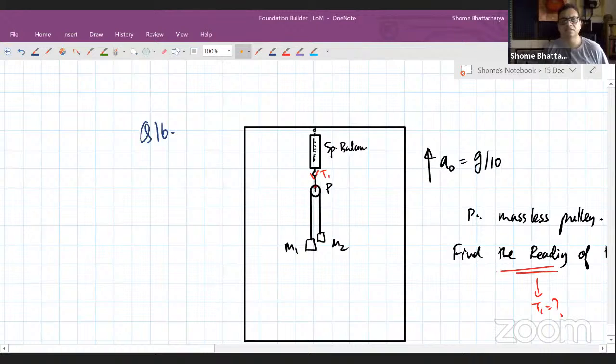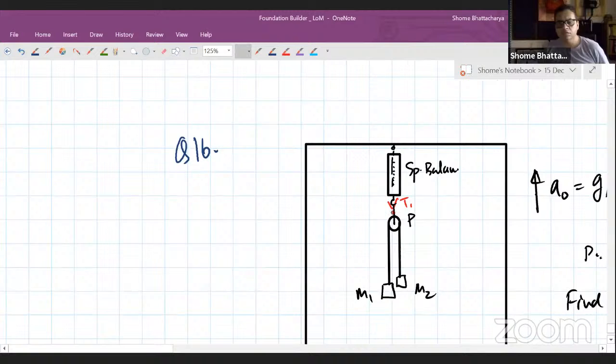Now why I have labeled that as T1 is because T1 is acting at the center of the pulley in the upward direction. At the center of the pulley, T1 is acting upwards like this, at this center point, and whatever tension this thread has, tension T is acting like this on it.